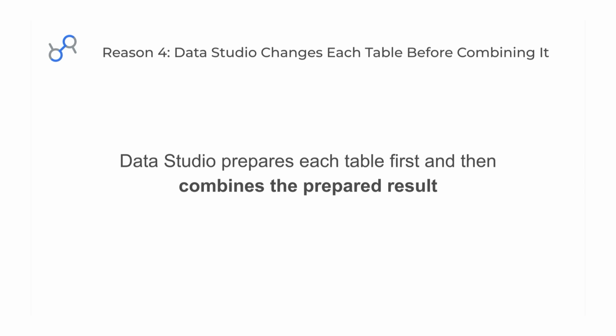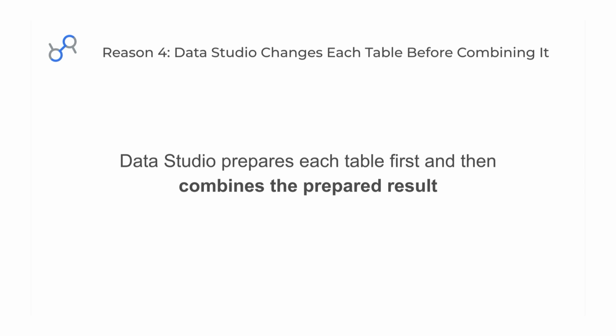Data Studio prepares each table first and then combines the prepared result. So when adding a dimension, filter, date field, or calculated field changes the answer, the blend is not behaving randomly. You've changed one of the tables that Data Studio is preparing before the match.